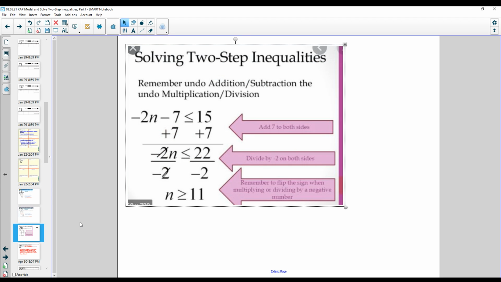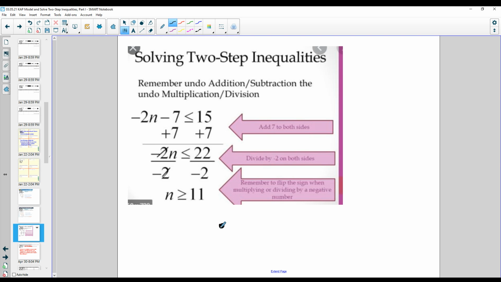Then the hardest one. So we add 7 to both sides because we cover up the n. How do I undo subtract 7? Add 7 to both sides. So it's negative 2n less than or equal to 22. Divide both sides by negative 2. Cancel. Notice how I have to flip the inequality sign when multiplying or dividing by a negative number. So is this going to be open dot or closed dot? Closed dot, because it can be equal to. So n is greater than or equal to 11. So like 12, 13, 13 and a half, 14.